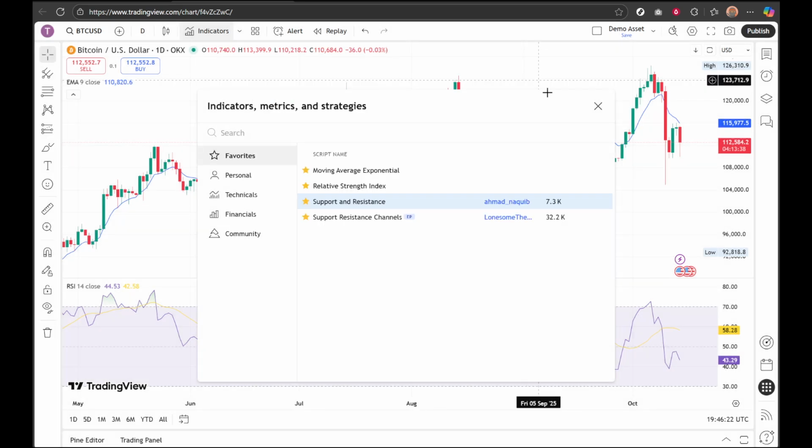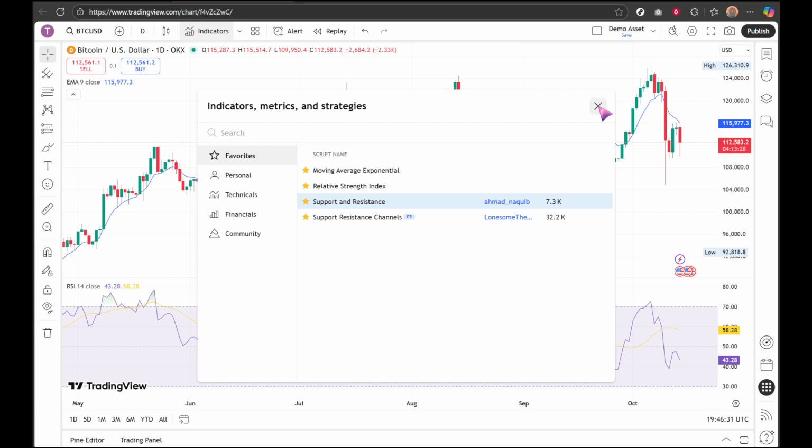Now add the indicator named Support Resistance. This one identifies horizontal zones that often act as turning points. When used together with the channel, you get a stronger picture. The channel shows context and slope, while the horizontal zones highlight the precise areas where reactions have happened before.